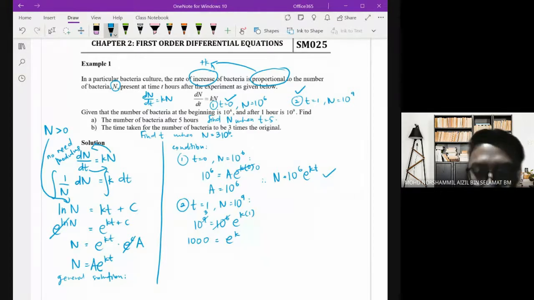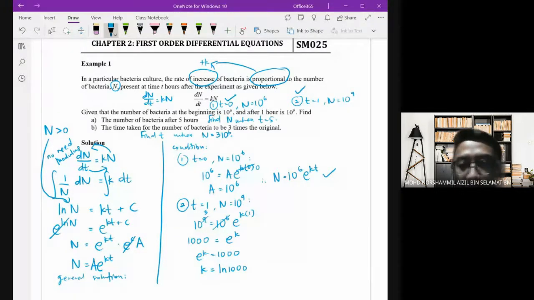So what does it mean? We want k. So exponential k is 1000. So to get k, we add on ln, add on ln both sides. That's why you obtain k equals to ln 1000. Got it?